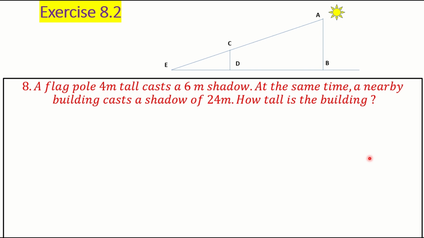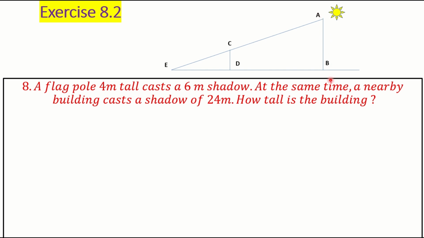Now we need to create similar triangles using this information. AB is the building. It is casting a shadow of 24 meters, that is nothing but EB. And CD is the flagpole, which is 4 meters tall, and this is casting a 6 meter shadow here, 6 meters, out of 24, this total 6 meters is this one.